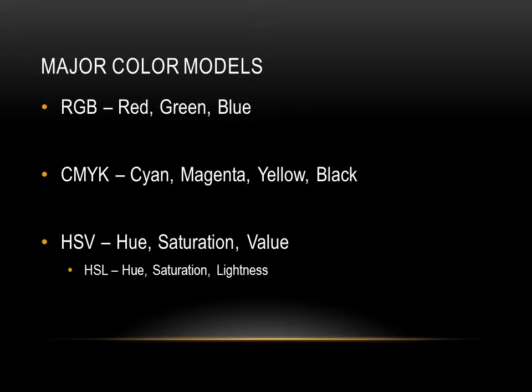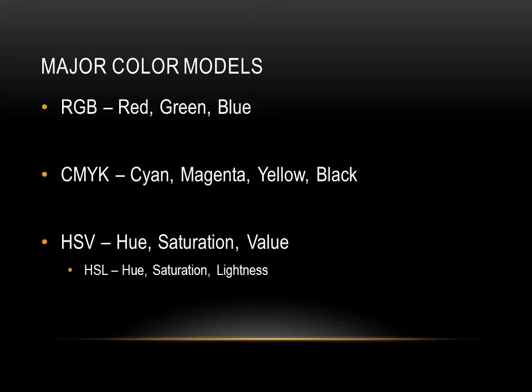Our major color models are the following: RGB, which is red, green, and blue; CMYK, which is cyan, magenta, yellow, and black; and HSV, hue, saturation, and value. RGB, that's the way our eyes work, that's the way screens work on televisions, etc. CMYK, that's paint, print. Anytime we want to make a physical color on an object, we use CMYK.